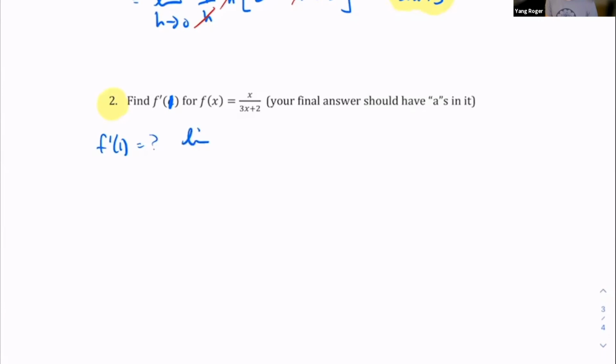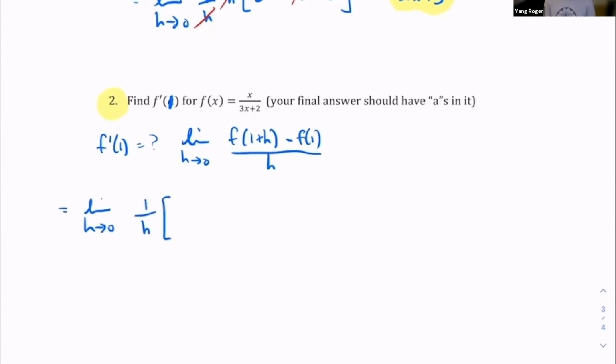We're going to get the limit as h goes to 0 of f of 1 plus h minus f of 1, all divided by h. And that's going to be equal to the limit as h goes to 0. If you'll allow me to write this as just 1 over h in front, that would be great. I'm going to have 1 plus h over 3 times 1 plus h plus 2 minus 1 over 5, like this.